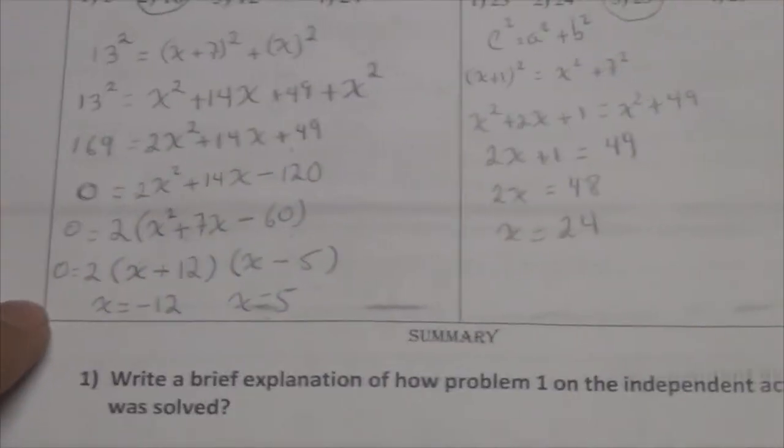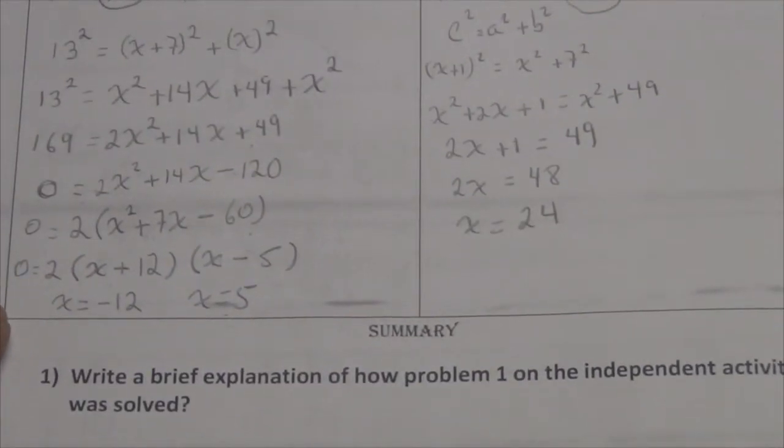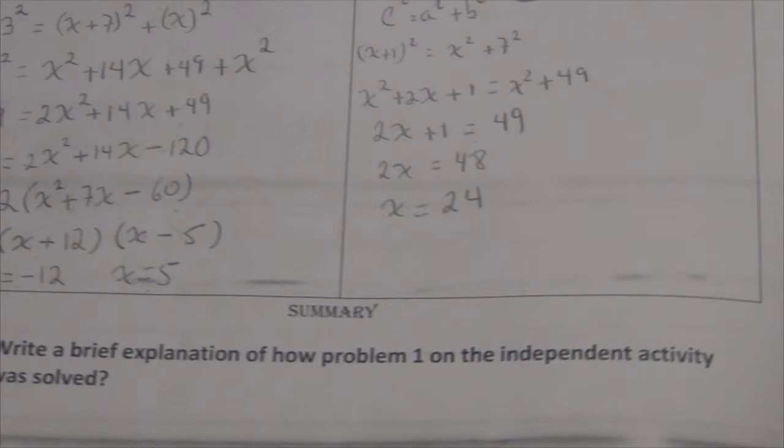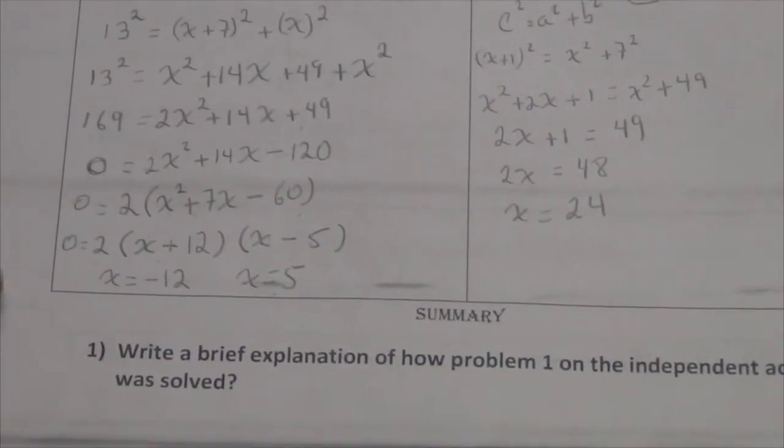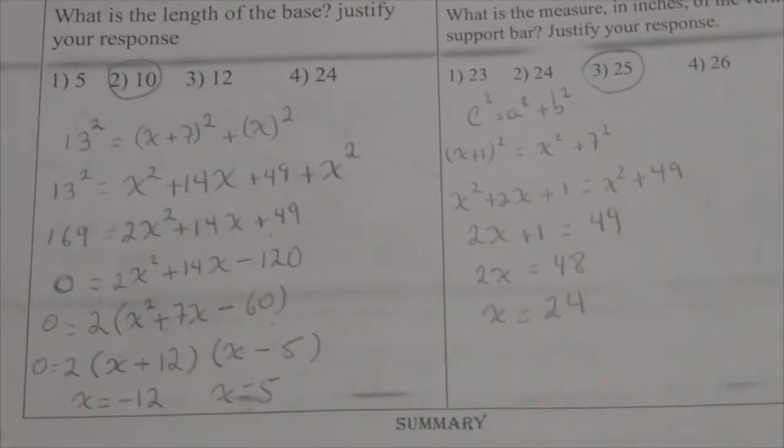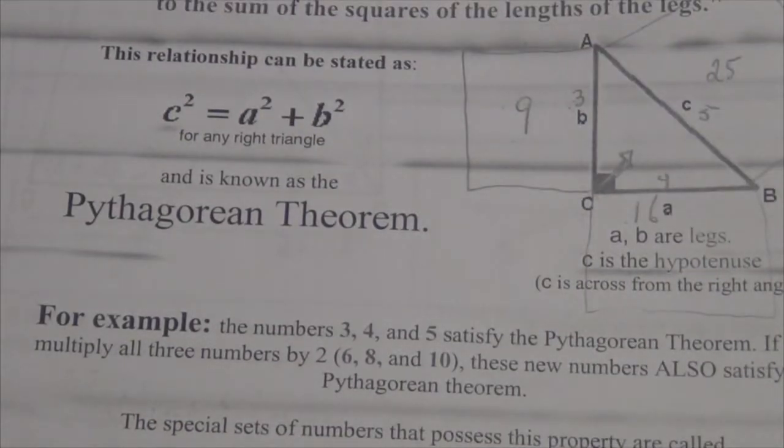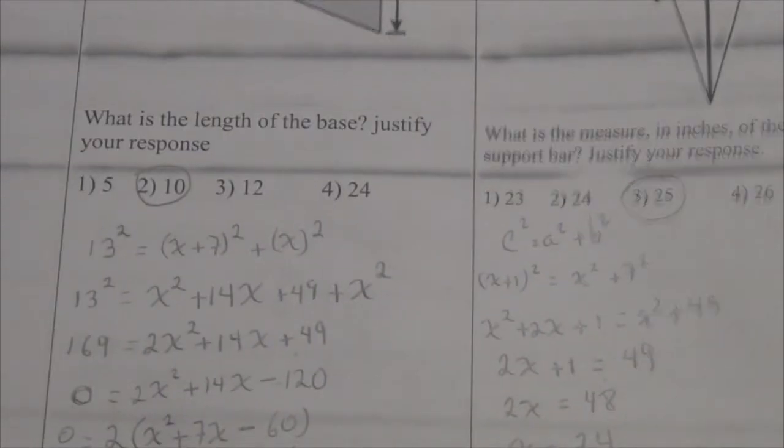All right, summary. Write a brief explanation of how problem 1 on the independent activity was solved. Oh, sure. Problem 1? What is problem 1? Oh, it's talking about the Pythagorean triplets? Well, you do it. I won't.